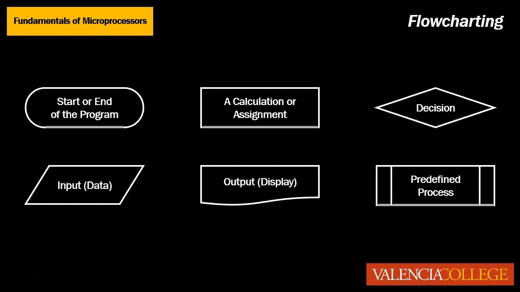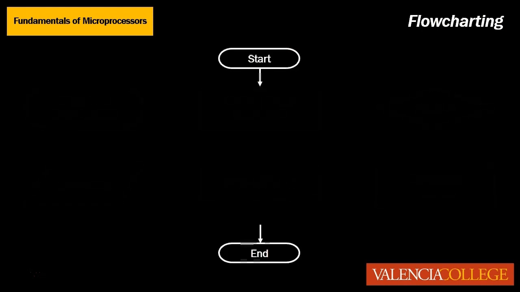Now, we will rewrite the earlier program to count from 1 to 10 using the symbols above and incorporating the gotchas we revealed. To begin with, every program has a start and an end. The first thing we need to establish is the preset value of A. Since this is built into the program, it uses a calculation or assignment box, not the input box.